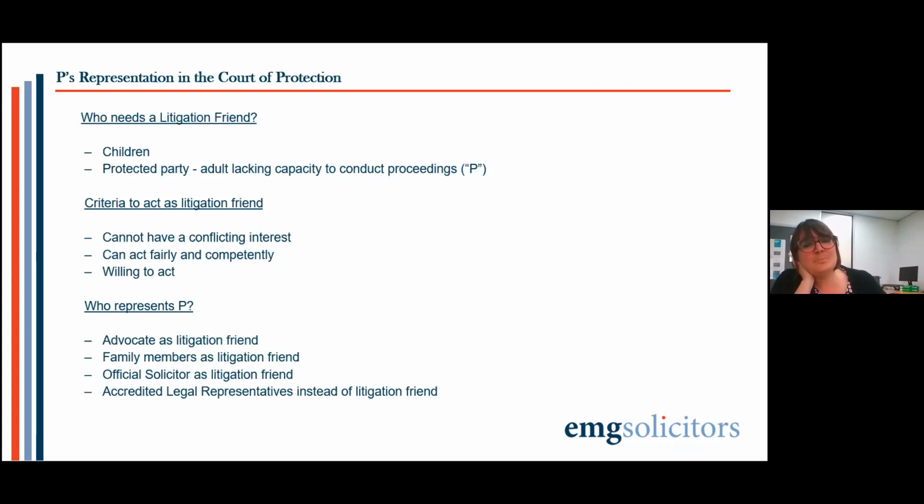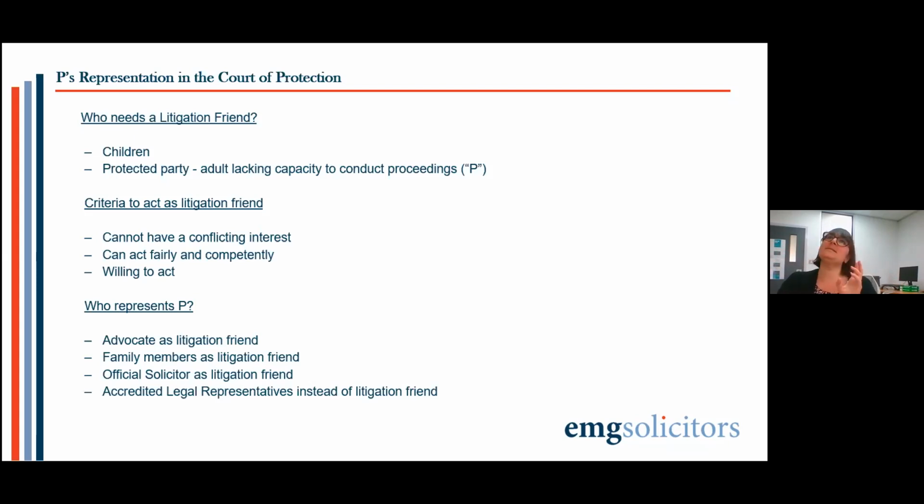Not as much in court of protection proceedings, because where families are involved, there's often the same thing I was talking about in terms of litigation friend. So either they can't separate themselves enough to be independent, or actually they have really strong views and they should be a separate party to proceedings, and P should be represented independently. So advocates act as litigation friend, as you know.